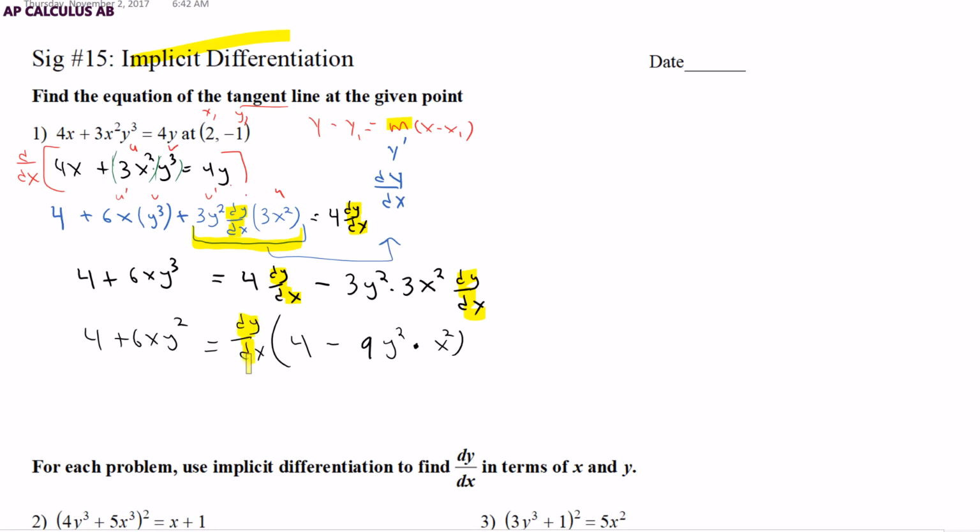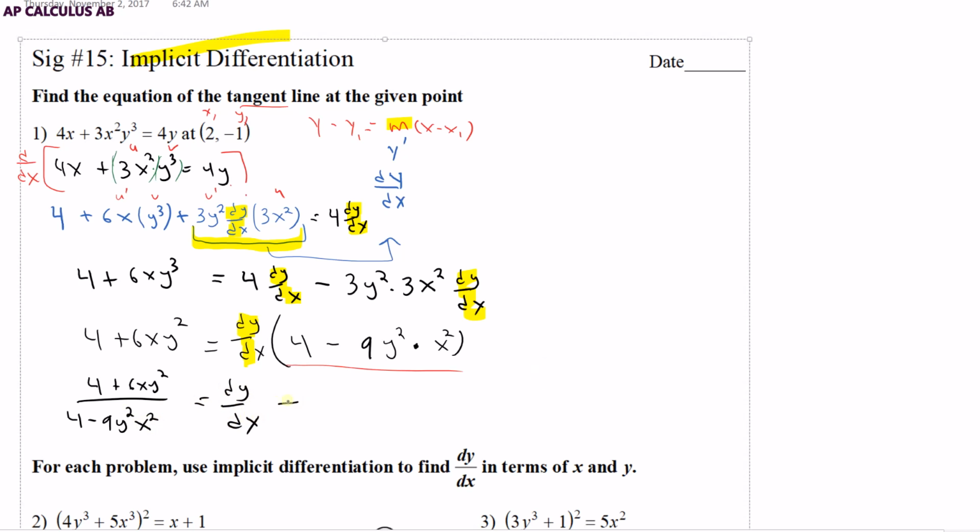And now that this is factored out, I can divide both sides by this big chunk over here. So we're going to get 4 plus 6xy squared over 4 minus 9y squared x squared, and this is dy dx, right? So this tells me the slope. This is the slope equation.